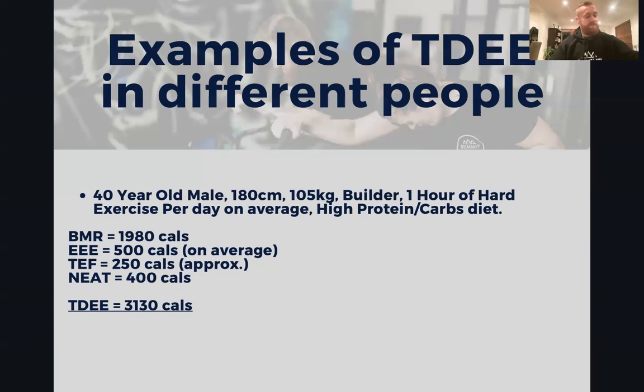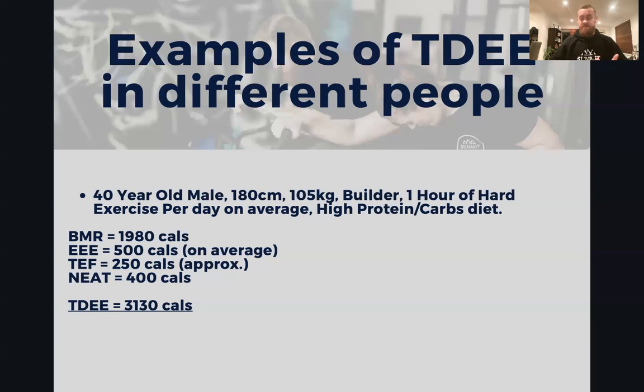The thermic effect of his food. Now this one can be a little bit different as he has a specific high protein, high carb diet, which is also going to be fueling that hard training. His thermic effect of feeding will be higher than the previous example. So we're going to say he's roughly 250 calories because he's eating high protein food. So remember that protein, 20 to 30% of your calories from protein are being used to actually process that food and to digest that food.